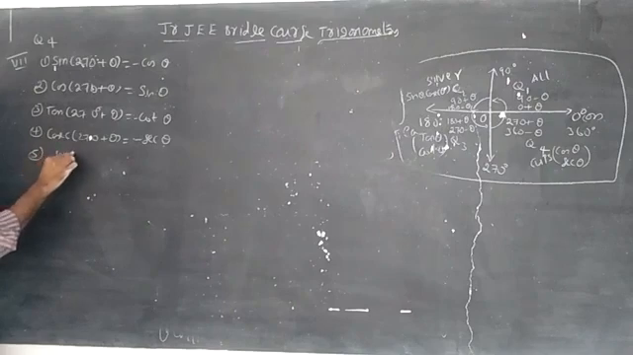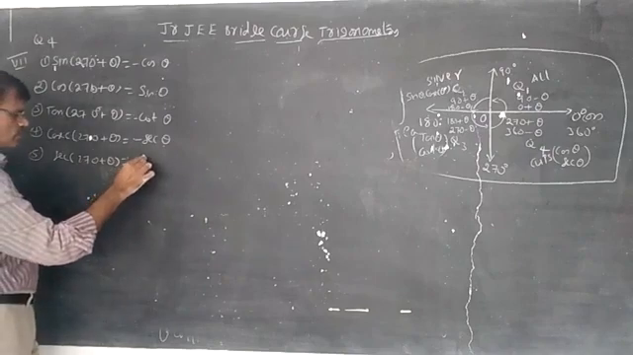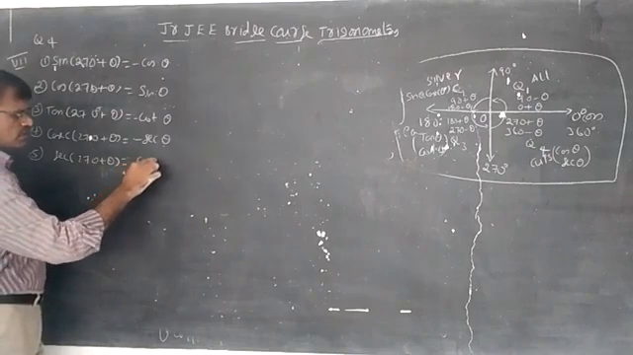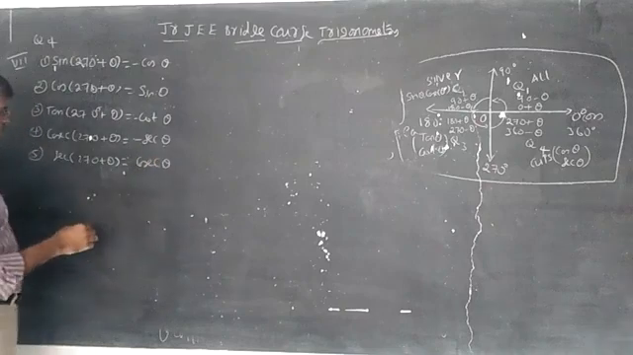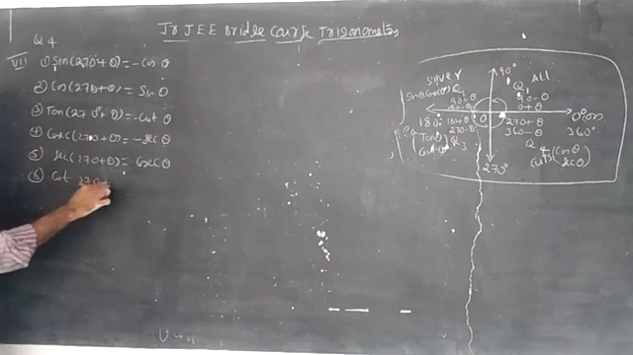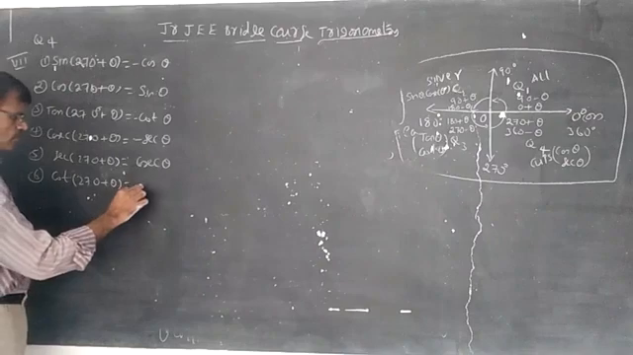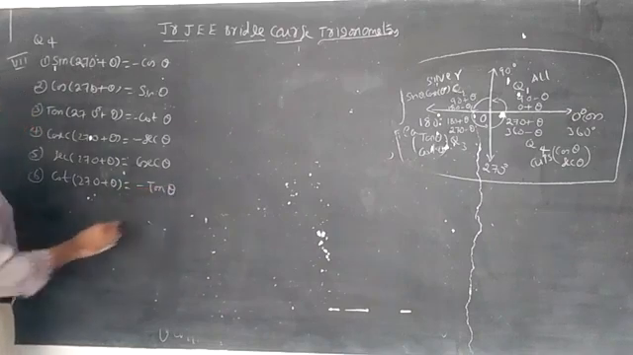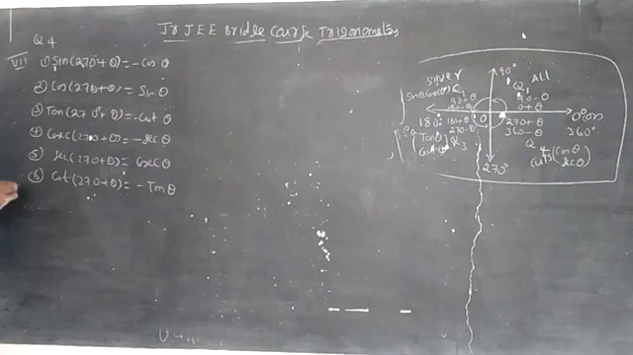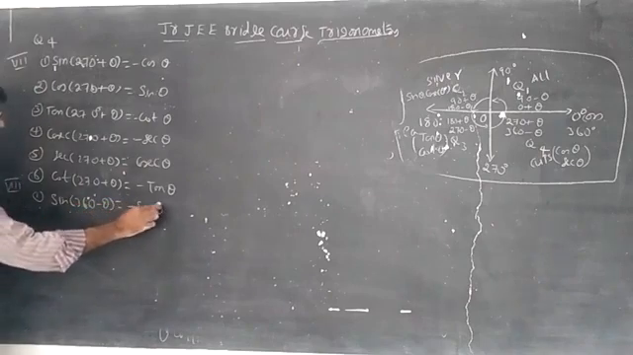Next, fifth one, secant of 270 plus theta is equal to cosecant theta because here cos and secant are positive. Sixth one, cot of 270 plus theta is equal to minus tan theta. Now the last Roman number 8, regarding 360 terms. Sin of 360 minus theta is equal to minus sin theta.